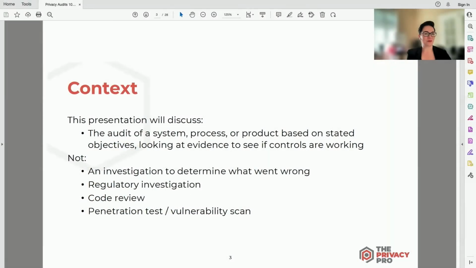So I wanted to start with context because we're talking about privacy audits and that word is used in many contexts. And so I just want to be clear to start off on the same page that I'm talking about the audit of a system, process, or product based on stated objectives and looking at evidence to see if controls are working, not talking about an investigation to determine what went wrong or a regulatory investigation or a code review or a pen test.